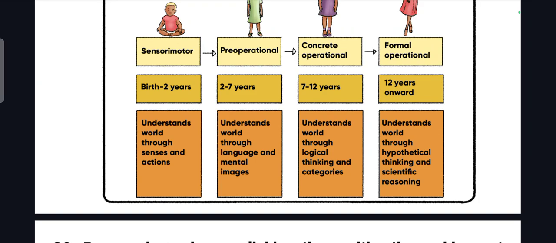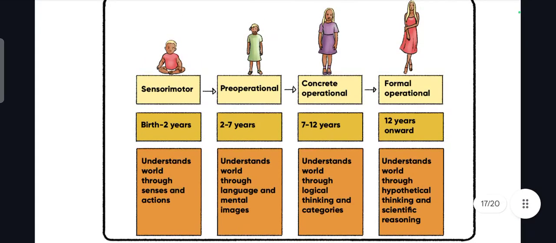During the sensory motor stage, the child understands the world through senses and actions. In the first stage, senses play a very important role in learning. In the second stage, the pre-operational stage, the child understands the world through language and mental images. In the concrete operational stage, the child understands the world through logical thinking, which is very important. The logical thinking comes under the third stage of Piaget's theory of cognitive development. And in the formal operational stage, the child understands the world through hypothetical thinking, abstract thinking, or scientific reasoning. These take place in the fourth stage of Piaget's theory of cognitive development.